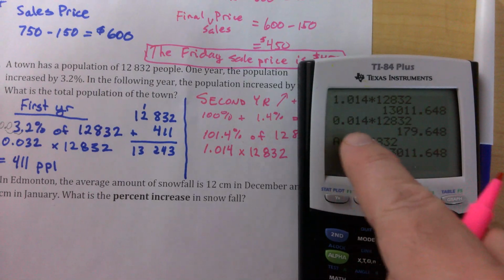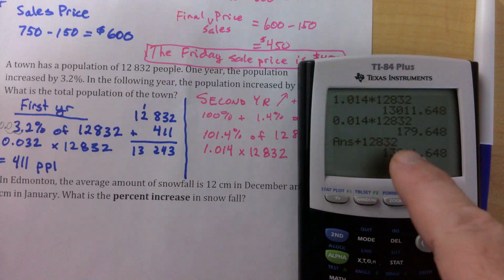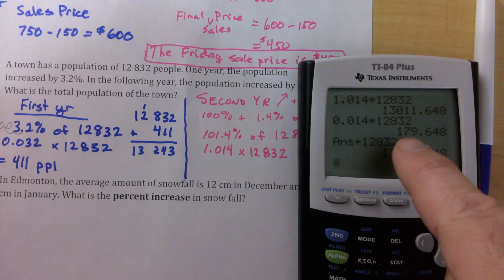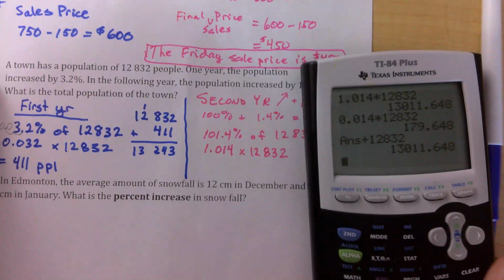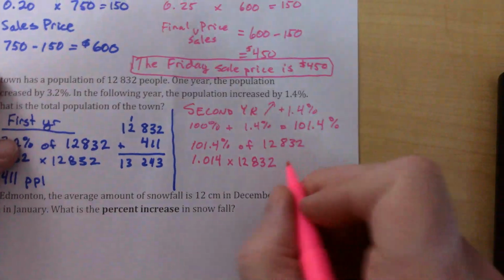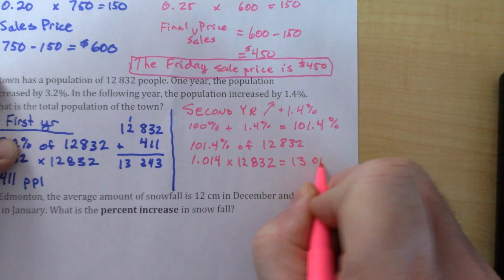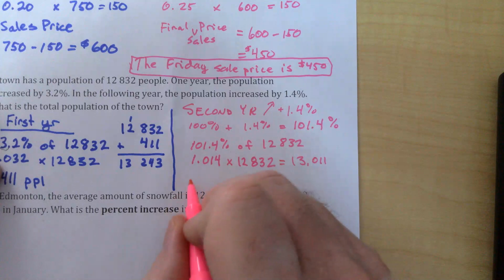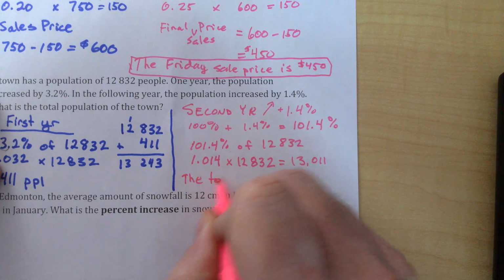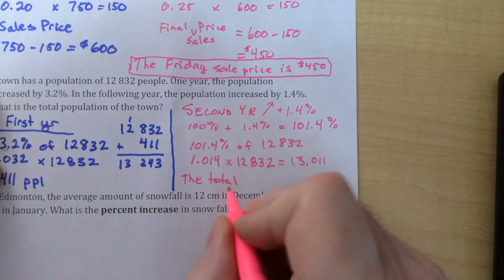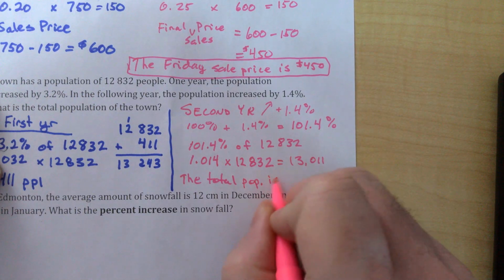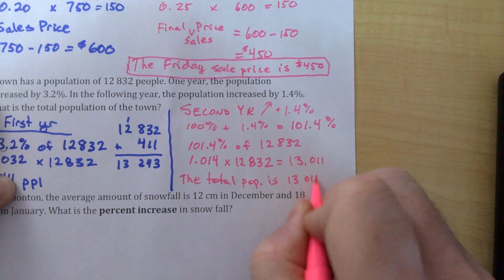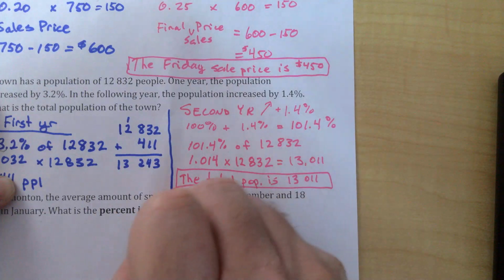Or I could take 0.014. It obviously increased by 179 people. Ignore the decimal. And what is that answer added to that population? It's the same thing. It really is the same thing. So what do we have? 13,011. The total population after year 2, I'm going to use POP as an abbreviation, is 13,011. Okay, I hope that helped.